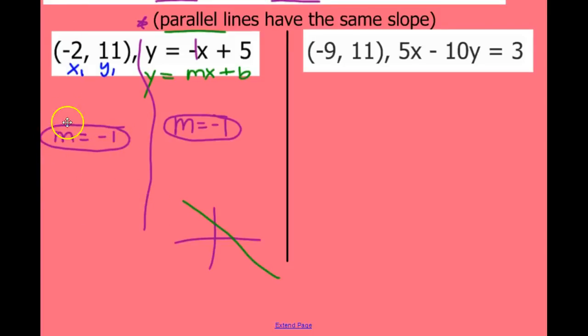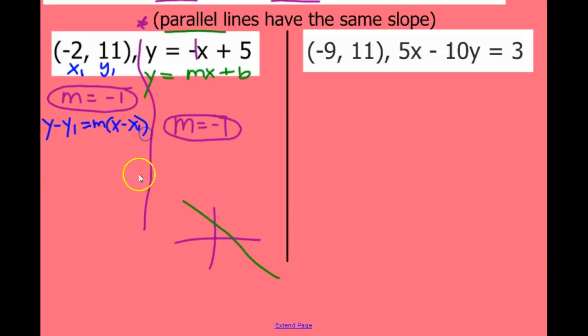I'm going to start with point-slope form because I have a point and a slope. Point-slope form is y minus y1 equals our slope, m, times x minus x1. So I'm going to plug in what I know. y1 right here is 11. Our slope right there is negative 1. And then x minus x1, which is a negative 2. Two negatives make a positive.